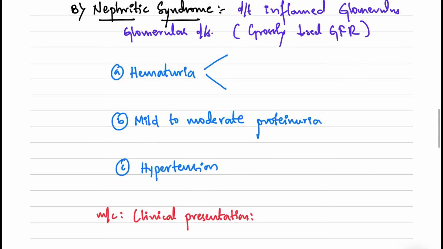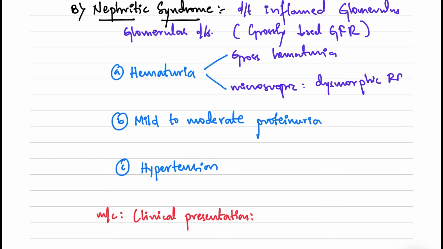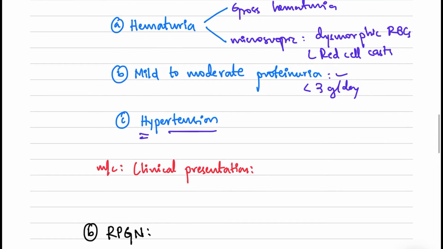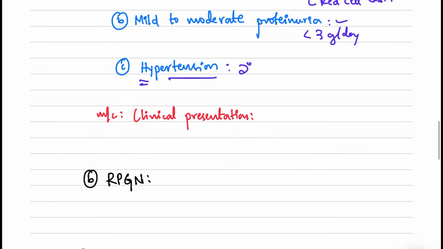In this, what are the clinical symptoms we have? We have hematuria. This can be either gross hematuria, where we can see the red color of urine coming out, or it can be microscopic, where the urine color is normal, but when you analyze under a microscope, we can see dysmorphic RBCs. We have the dysmorphic RBCs as well as red cell casts in the urine. So that much you can see. Then nephritic syndrome also results in mild to moderate proteinuria, usually less than 3 grams per day. And the major feature is, of course, hypertension, which is a secondary hypertension that is not responding to the tablets. Then you have to think there is nephritic syndrome.